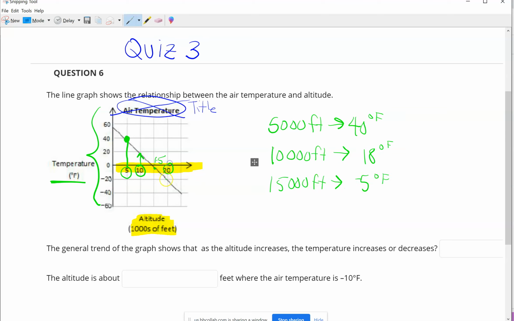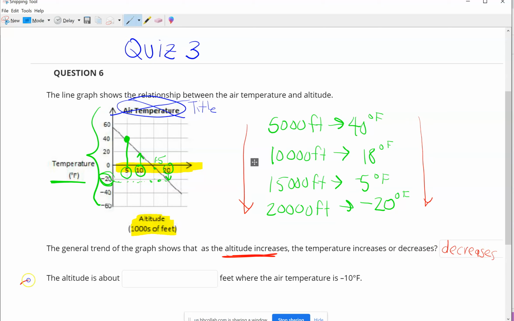And then at 20,000 feet, I'm way down here at -20, if I follow it over there. Okay, so like -20 degrees Fahrenheit. So I can see that as my altitudes are getting bigger and bigger, the temperatures are getting smaller and smaller, right? So the temperatures are decreasing. Almost everyone got that right.